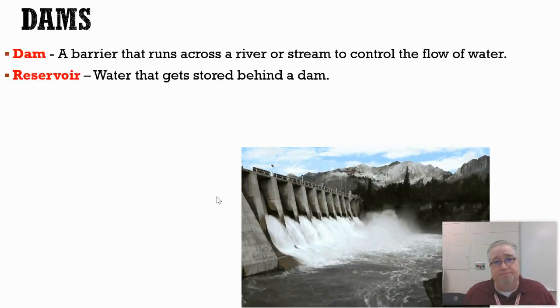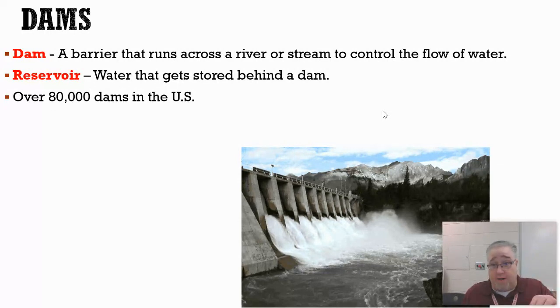A dam. A dam is just a barrier that runs across a river. Again, these are man-made structures. We're talking man-made dams, not like a beaver dam or something. A couple terms here. A reservoir. This is the water that gets stored behind the dam. Right, the dam is built, and the dam can open and close and allow water to travel through, or it can block the water from traveling through.